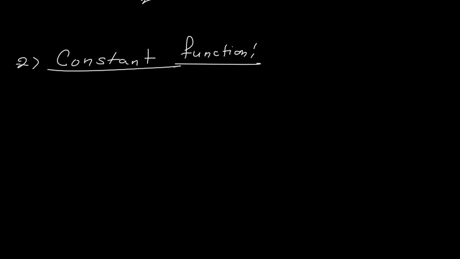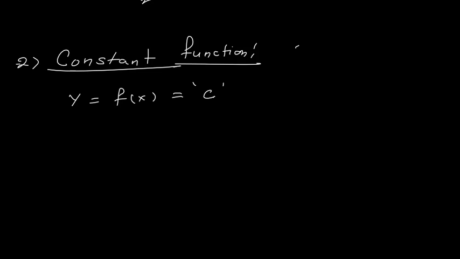Now let us see the next function. Second, it is the constant function. As the name suggests, constant function means the value of the function is going to remain the same whatever the value of x. So y, which is f(x), is going to be some constant c. Then we will say that the given function is a constant function.